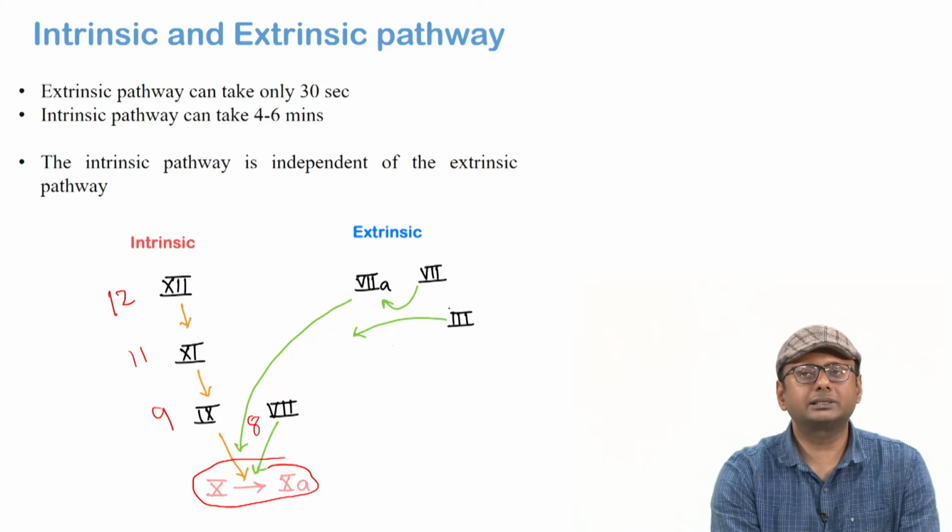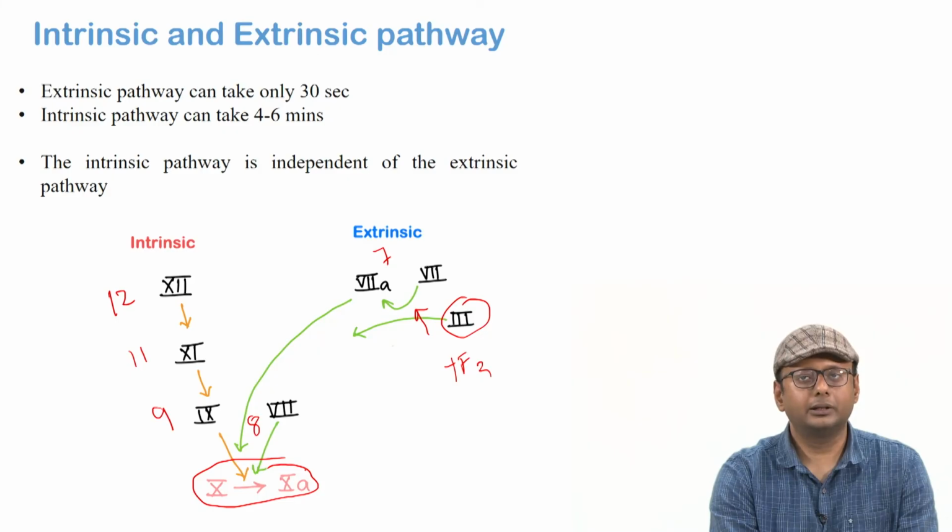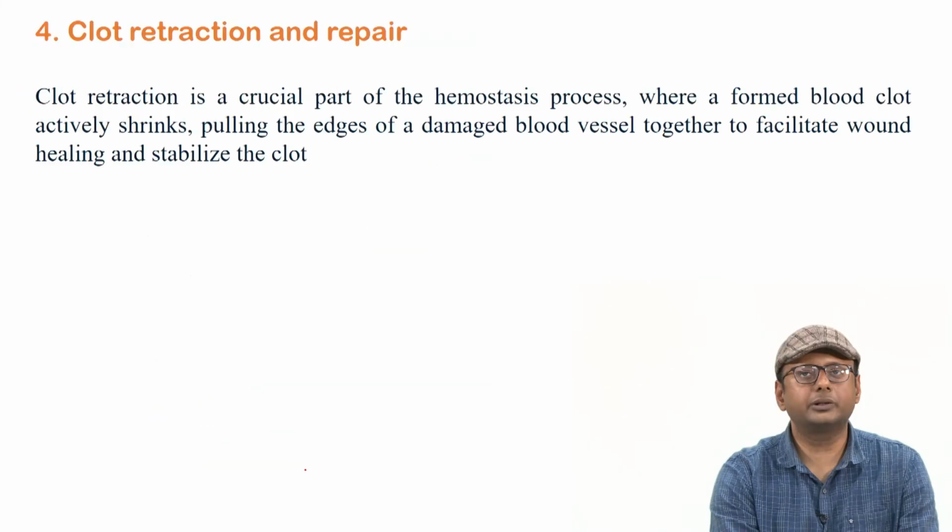And in case of extrinsic pathway, tissue factor 3 activates the factor 7, right, and then again it can activate factor 10 to 10A. Okay. So, this is the whole pathway of intrinsic and extrinsic pathway. Now, the fourth one is the clot retraction and repair.